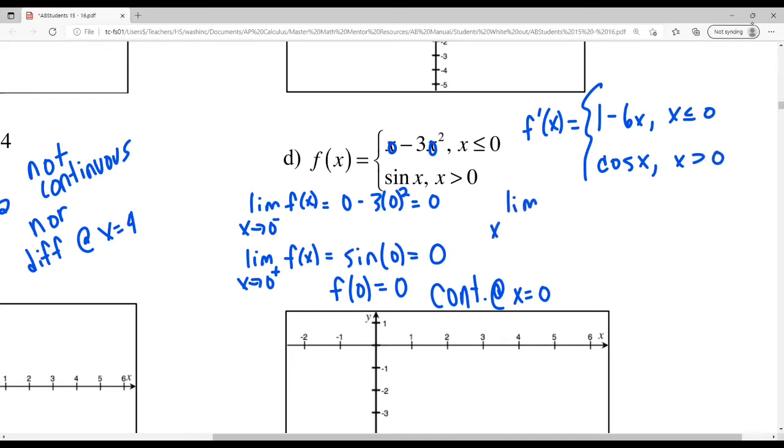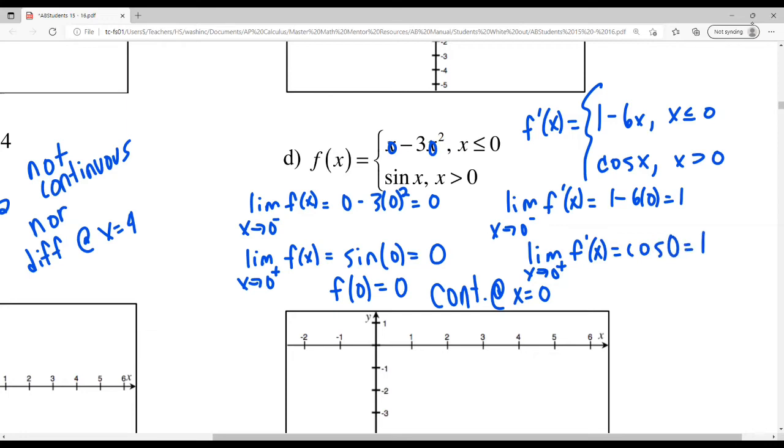So now we check the limit as x approaches 0 from the left of the derivative. That's going to be equal to 1 minus 6 times 0, which is equal to 1. We also check the limit as x approaches 0 from the right of f prime of x. That's going to be equal to cosine of 0, and cosine of 0 is also 1.